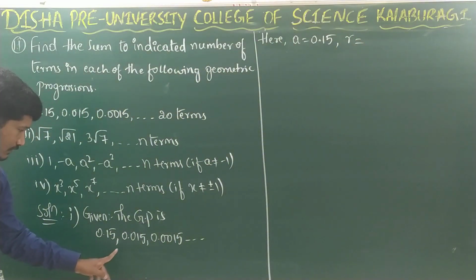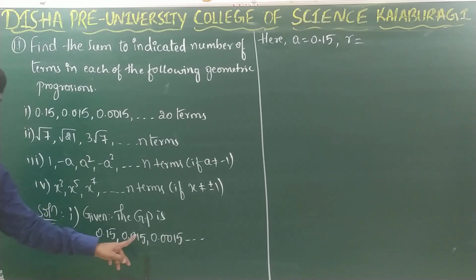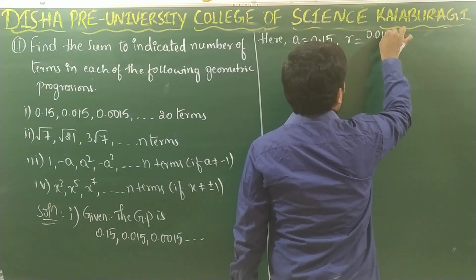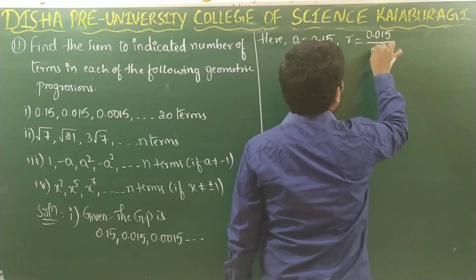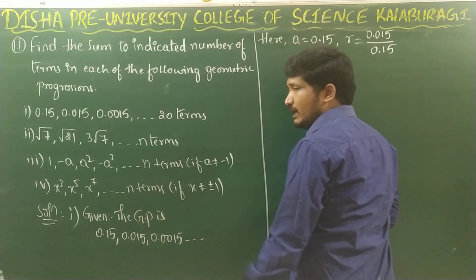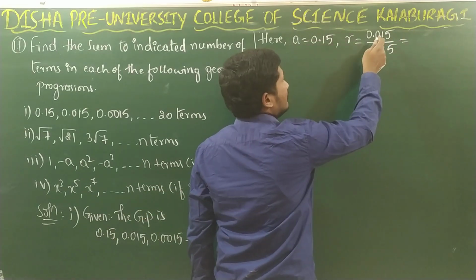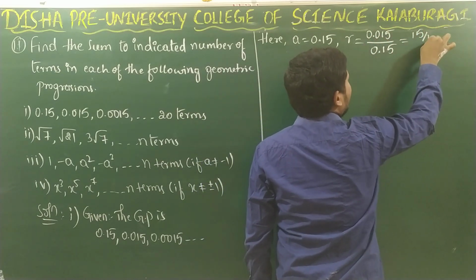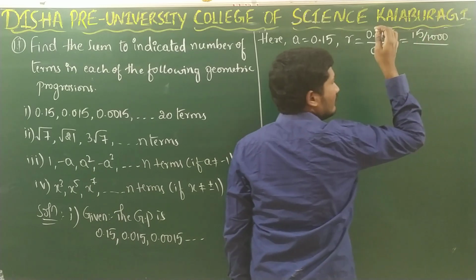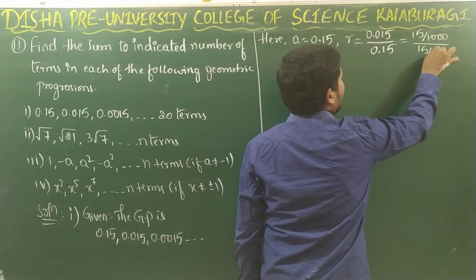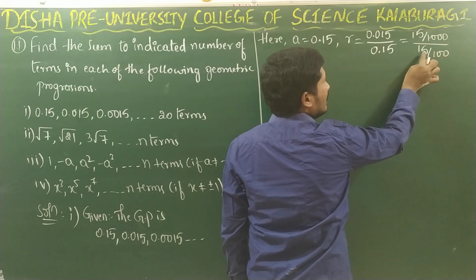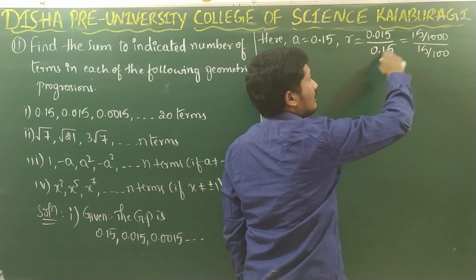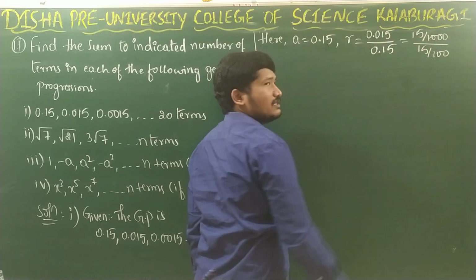Next, common ratio. Common ratio is what? A2 divided by A1. So A2 is 0.015, A1 is 0.15. So take that 0.015 divided by 0.15. So this is equal to. See, after 3 digits the decimal is placed. So this can be written as 15 divided by 1000, whole divided by 15 divided by 100. 100 in the sense we are shifting, that is after 2 digits we are taking the decimal. Here after 3 digits we are taking the decimal.